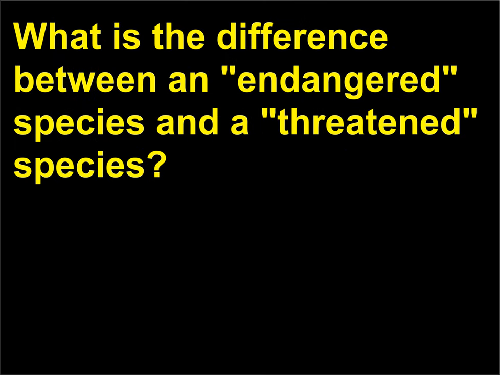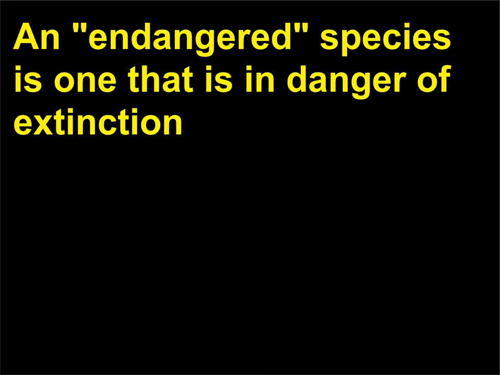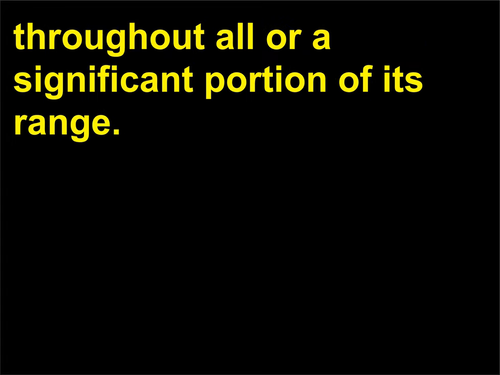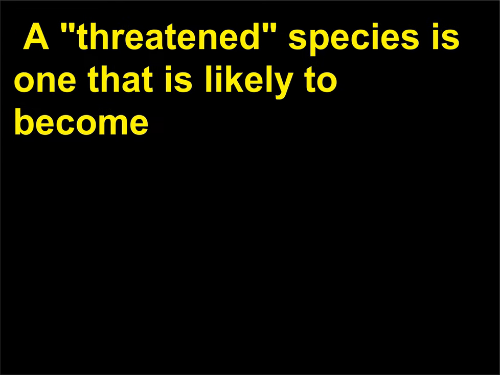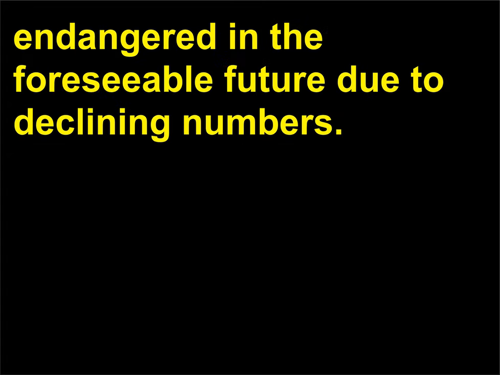What is the difference between an endangered species and a threatened species? An endangered species is one that is in danger of extinction throughout all or a significant portion of its range. A threatened species is one that is likely to become endangered in the foreseeable future due to declining numbers.